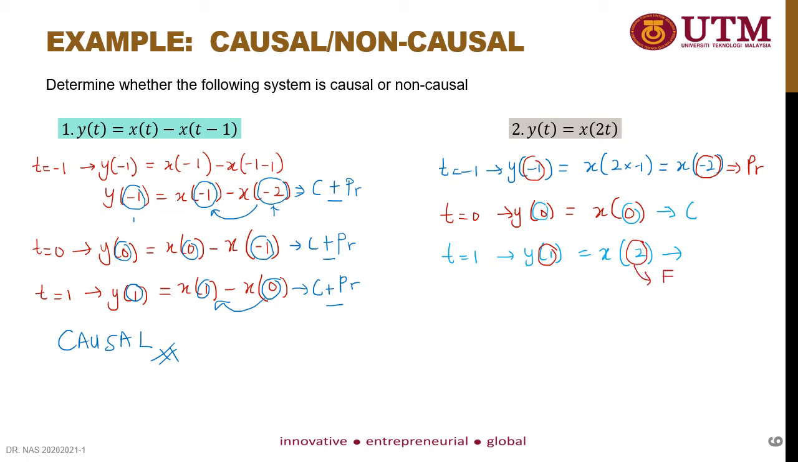Okay, how come the output is being developed earlier than the input is being applied? So you have future state here. So in any case, if you have future state in the equation, automatically the system is non-causal.